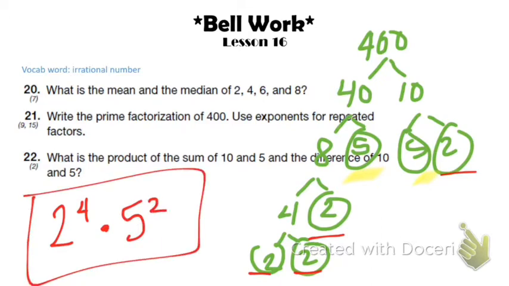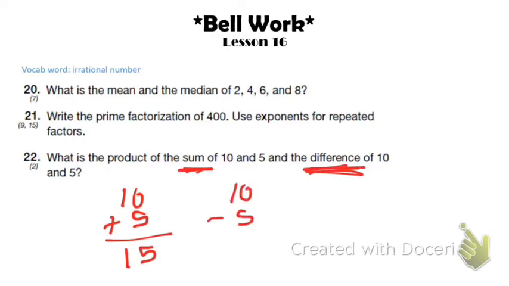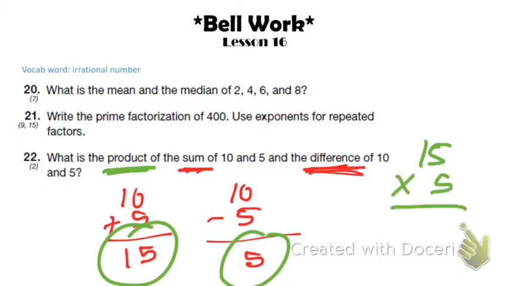22, what is the product of the sum of 10 and 5 and the difference of 10 and 5? We know that sum means we have to add. So 10 plus 5 is 15. We know difference means we have to subtract. So 10 minus 5 is 5. And then we know that product means we have to multiply. So if we do 15 times 5, we should get 75.